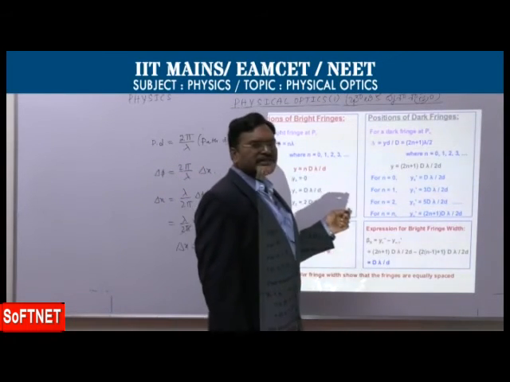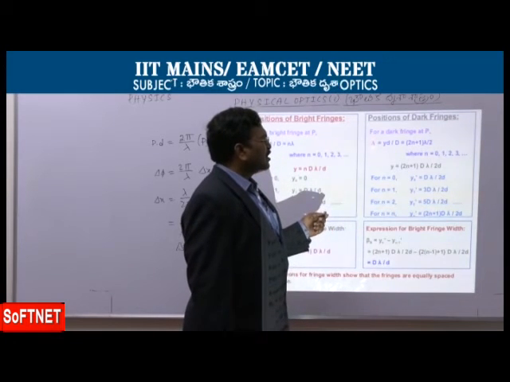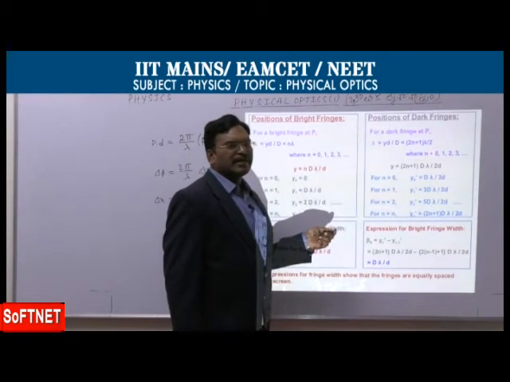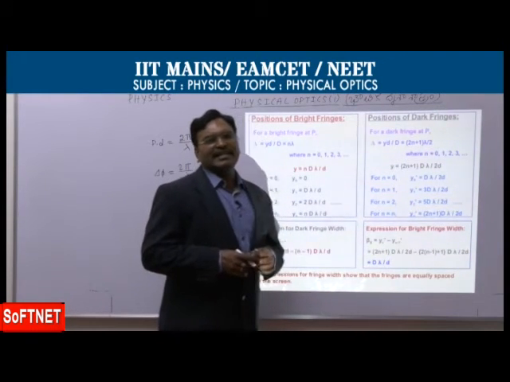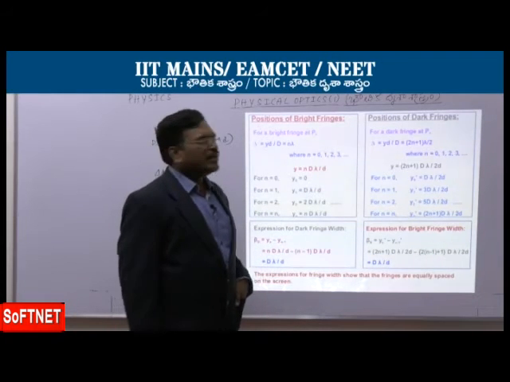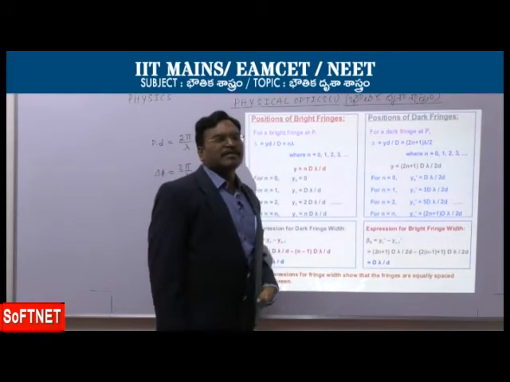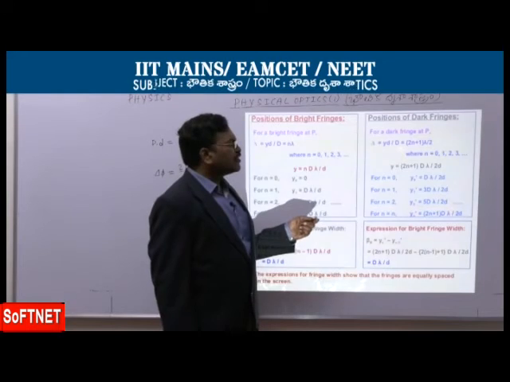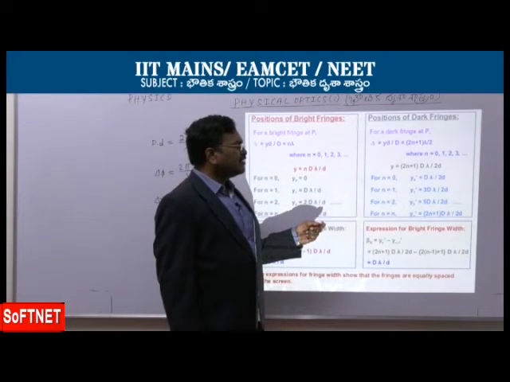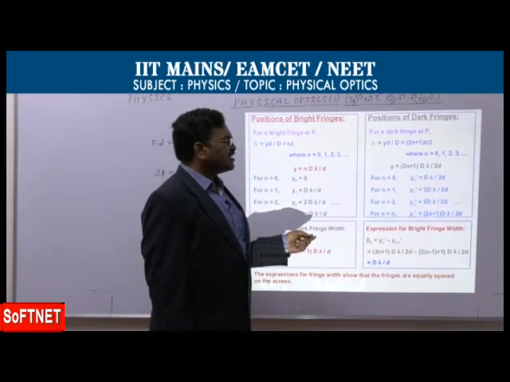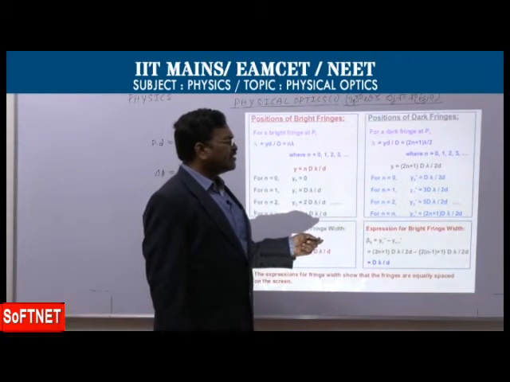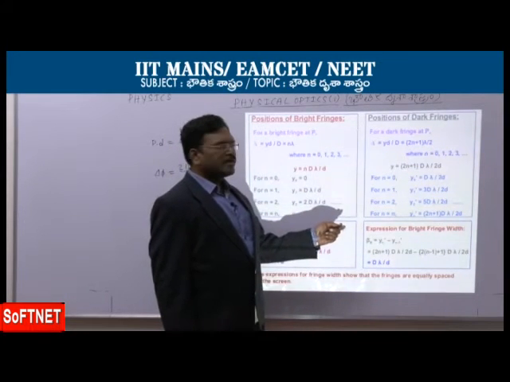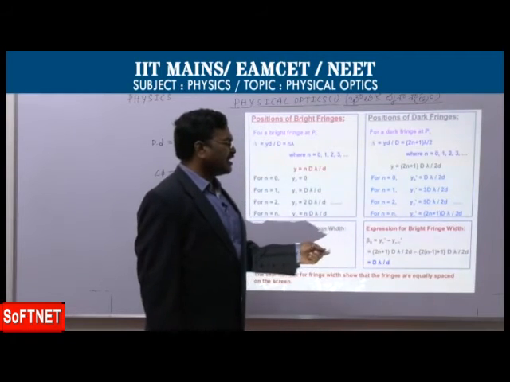For the dark fringe, positions of the dark fringe, how much do we get for the path difference? For the dark band, it is 2n plus 1 into lambda by 2. So you must remember the conditions for constructive and destructive interference, all the values of path difference and phase difference. For a dark fringe, it is 2n plus 1 into lambda by 2, n is equal to 0, 1, 2, 3. First n is equal to 0, we get lambda D by 2d. N is equal to 1, we substitute 2 plus 1, 3: 3 lambda D by 2d. N is equal to 2, 2 into 2, 4, plus 1, 5: 5 lambda D by 2d, like that.